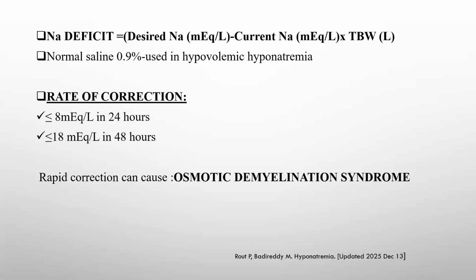The rate of correction should be maintained: it should be less than 8 milliequivalents per liter in 24 hours, or less than 18 milliequivalents per liter in 48 hours. Rapid correction can cause osmotic demyelination syndrome, where the features include dysarthria, dysphagia, quadriparesis, etc.